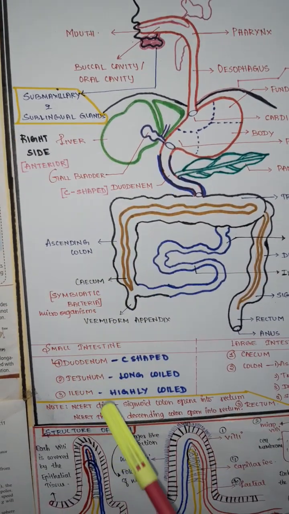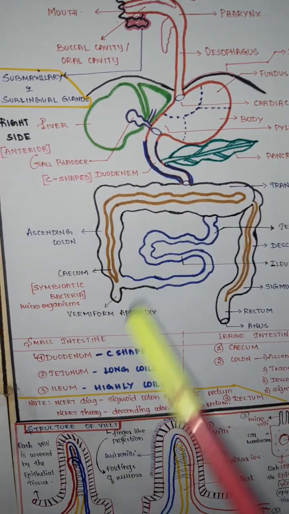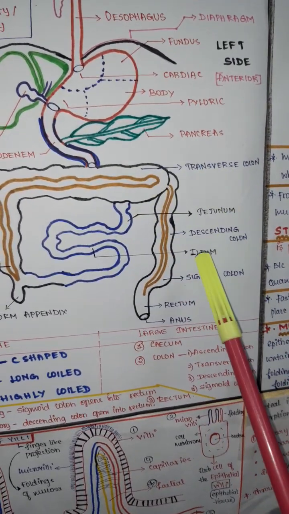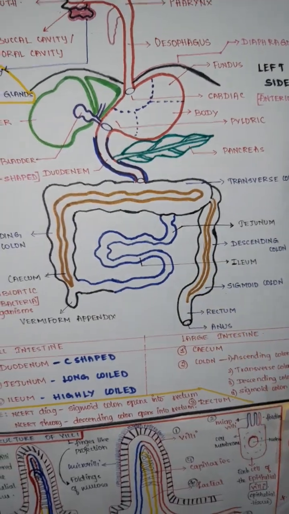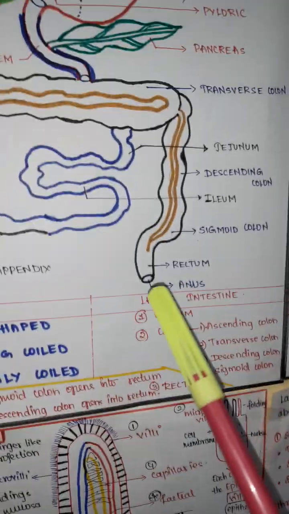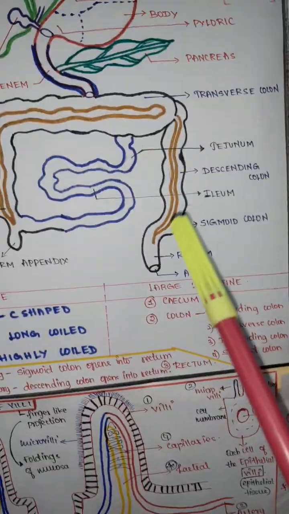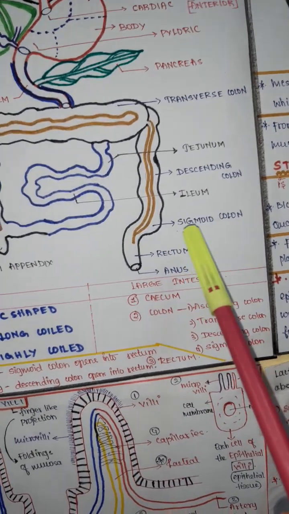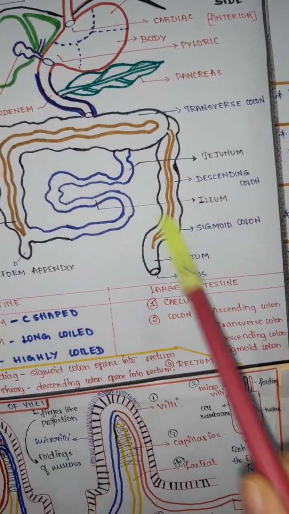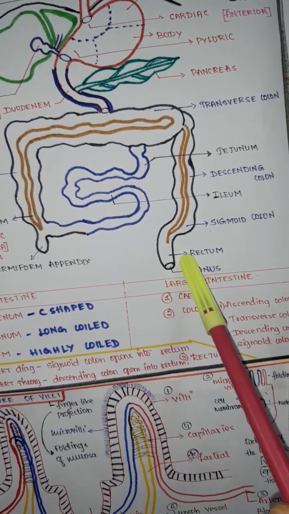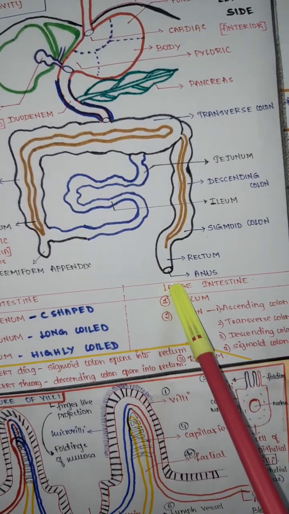opens to the colon, and the colon is divided into 4 distinct regions, which are the ascending colon, transverse colon, descending colon, and the sigmoid colon. And from here, one very important point which you all have to notice: in the NCERT diagram of the chapter Digestion and Absorption, you can see that the sigmoid colon opens to the rectum and the rectum opens to the anus.